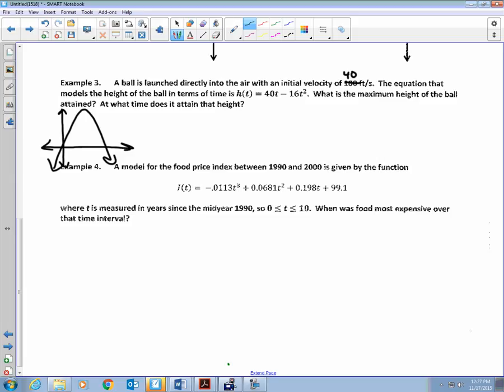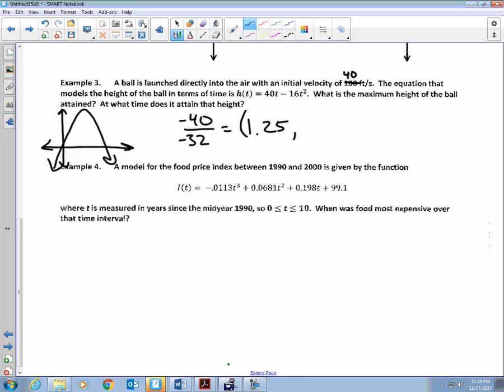You got two options. You can either put it into vertex form, or you can do negative b divided by 2a. I think most of you would do negative b divided by 2a. So negative b would be negative 40 or positive 16. Which is it? Negative 40 divided by 2 times negative 16, or negative 32, which is 1.25.